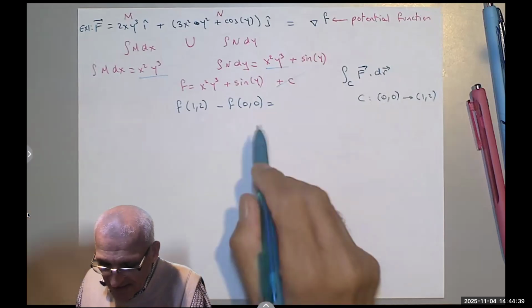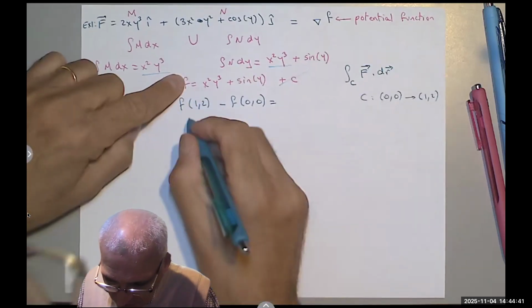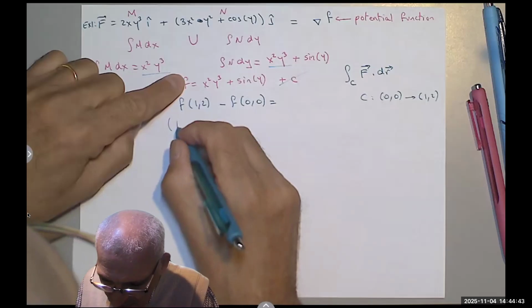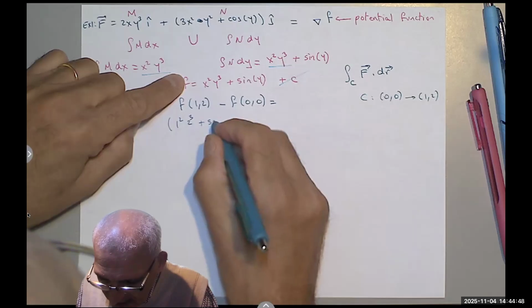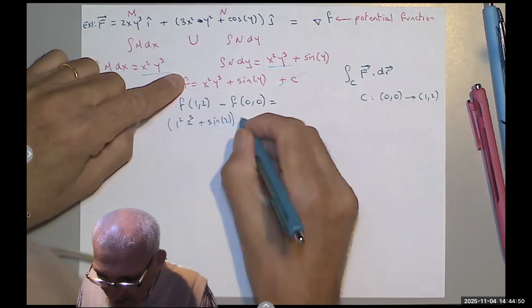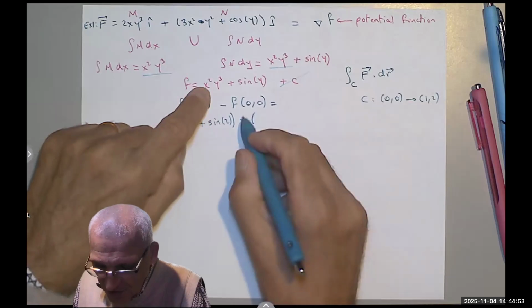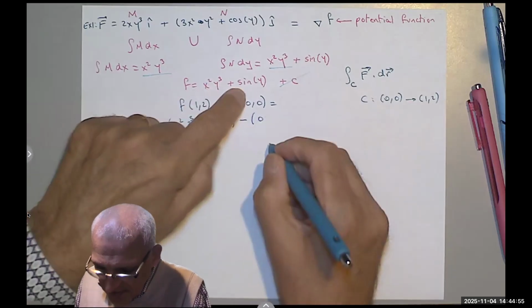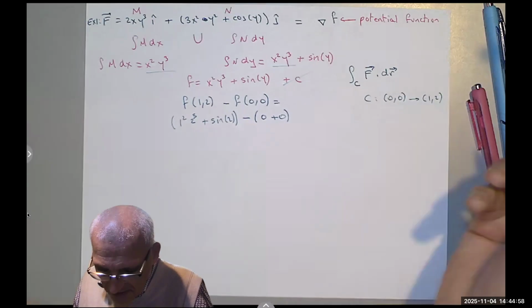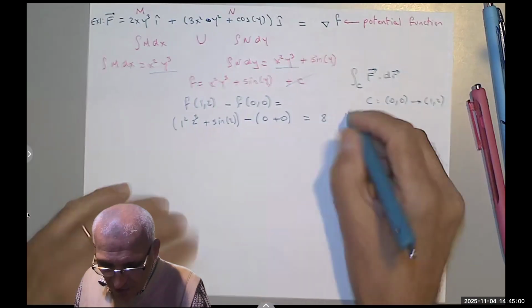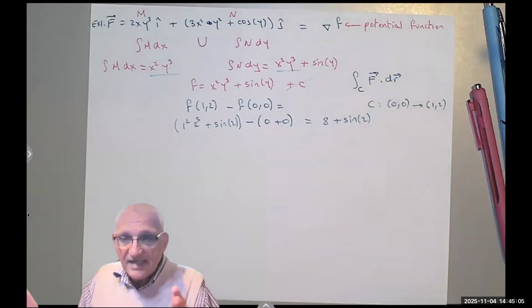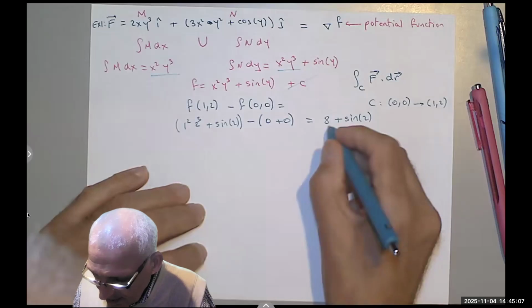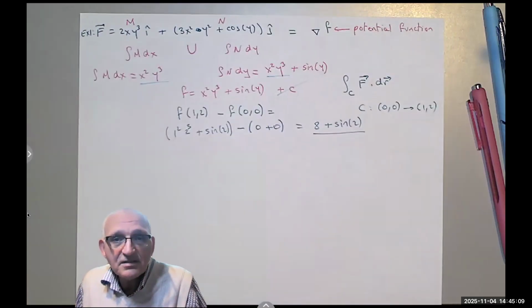Substitute. So f of 1, 2 would be 1 squared times 2 cubed plus sine of 2, minus 0 squared times 0 cubed plus sine of 0. Done. So the answer is 8, that is 2 cubed times 1 squared, plus sine of 2. That's the work done by the field on that particle. See how fast it is?